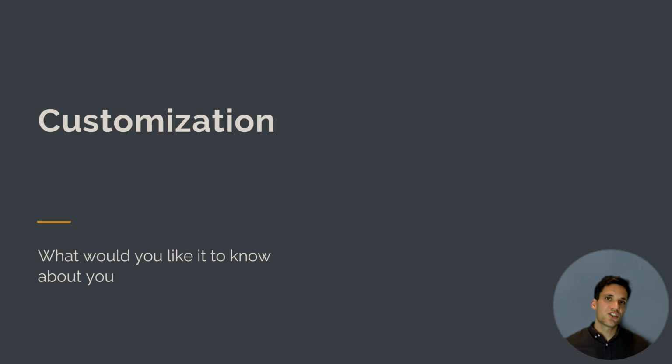There's another option in the ChatGPT settings called customization. This is where you can feed it information about you that you want every chat in ChatGPT to have. When you start a new chat, it'll have access to this same context.